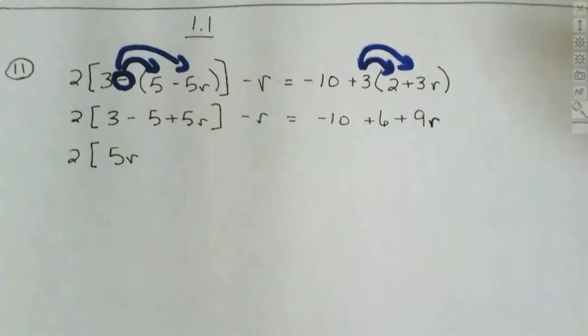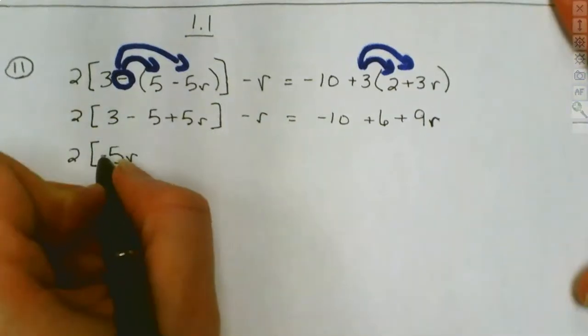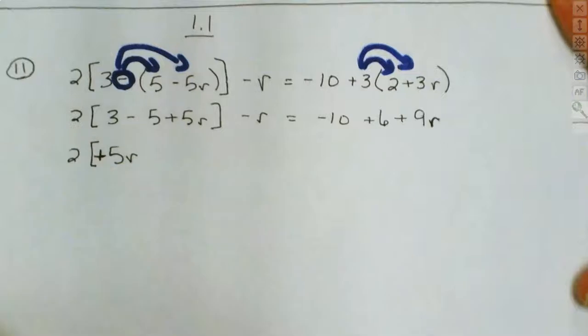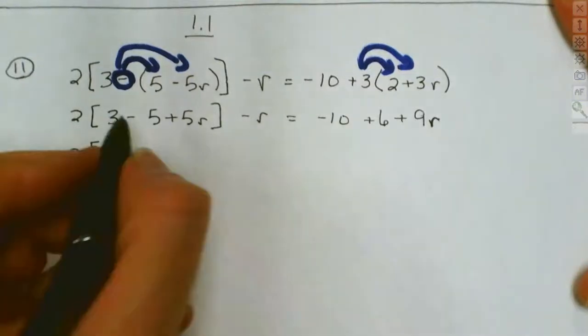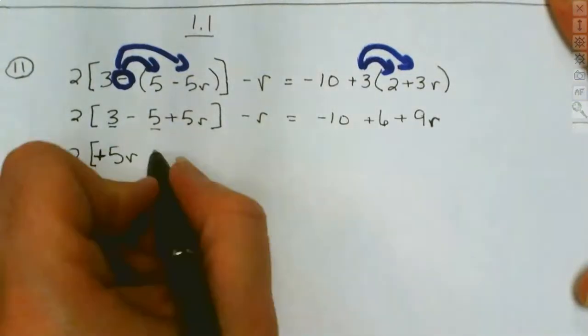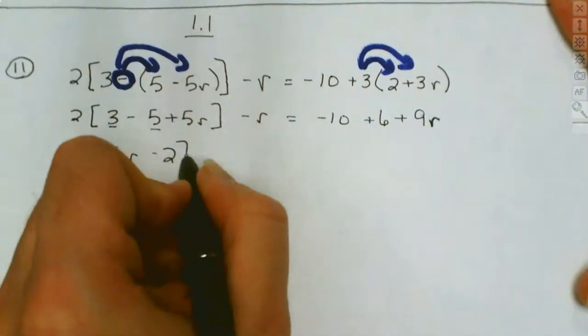Okay, and so we'll write that 5R first. Remember, it's a negative, so don't lose track. Oh, sorry, it's positive, so don't lose track of that. You can put the positive there if you want. Just make sure you don't lose signs. What about the 3 and the negative 5? Well, 3 minus 5, that makes it a minus 2.